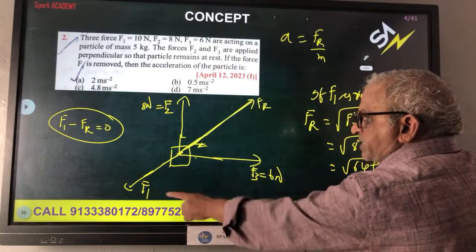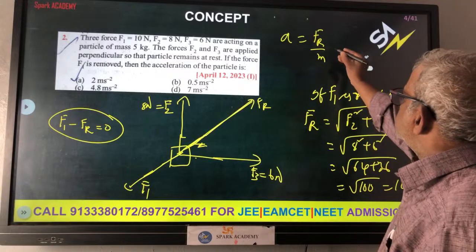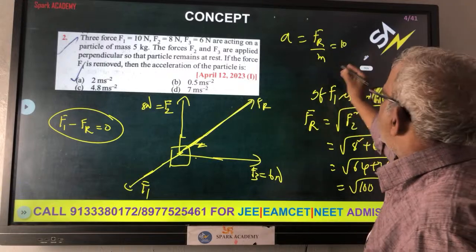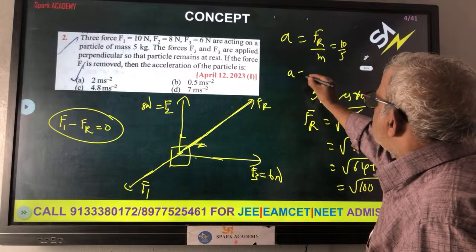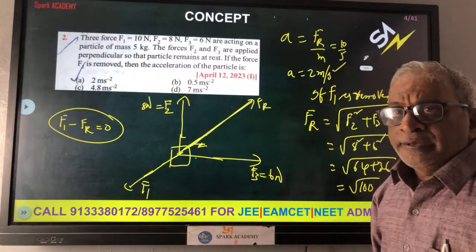10 Newtons. Then the body will remain at rest. If this is removed, this is the force remaining. If the force is 10 and the mass of the body is 5, then what is the acceleration? 2 meter per second square. The acceleration is 2 meter per second square.